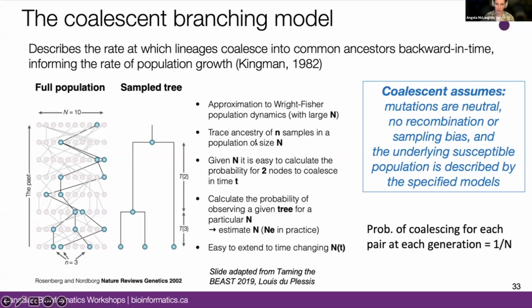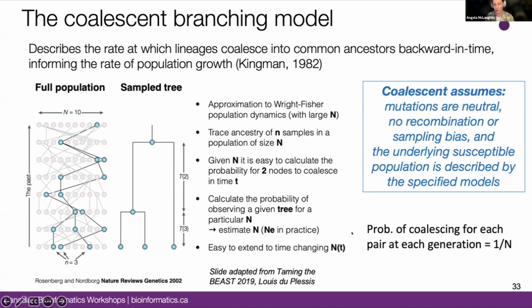You're tracing the ancestry of n samples back to the root. And it's an important point that we're calculating the probability of observing a given tree for a particular n or population size. But sometimes you'll see this written as NE. NE is the effective population size, because the true population size really isn't known. It's only that which is underlying the phylogeny, which we're going to be able to infer.